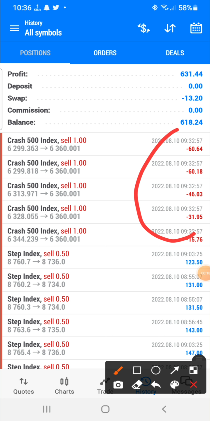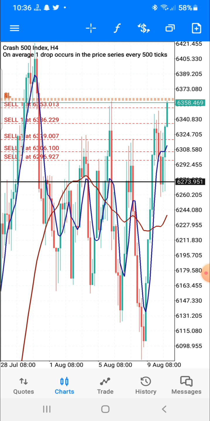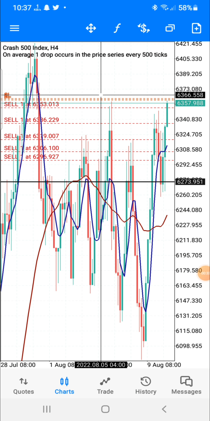Okay, some positions have closed in loss for crash 500 index, and I'm still holding a couple. Let's see if I can update my stop loss. Let's just see what the market can do. By the way, it's 10:36 a.m.